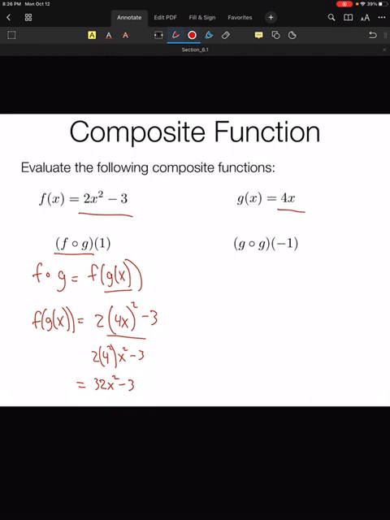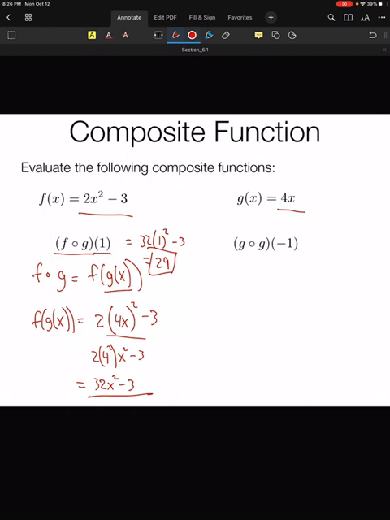Then I need to evaluate that result at 1. I substitute 1 into this function, and I get 32 times 1 squared minus 3. That's 32 minus 3, or 29. So that's how you evaluate a composite function.